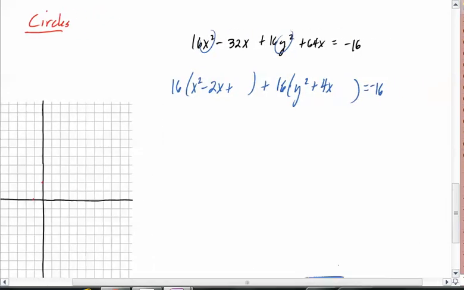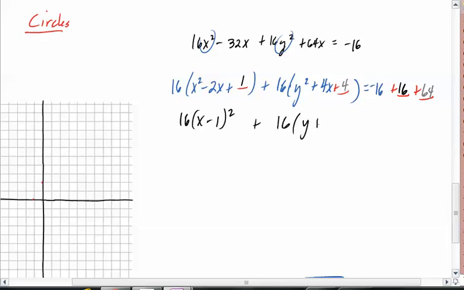So now, let's go ahead and add something here, here, and here. Alright, so that would be a 1, but that would be a 16 here. This would be a 4, but it would be a 64 here. Okay, so x minus 1 squared, 16, plus 16, y plus 2 squared, and that's going to give us a 64 on the right.